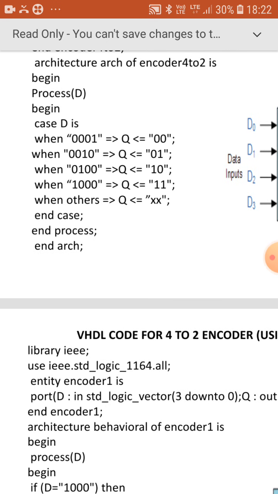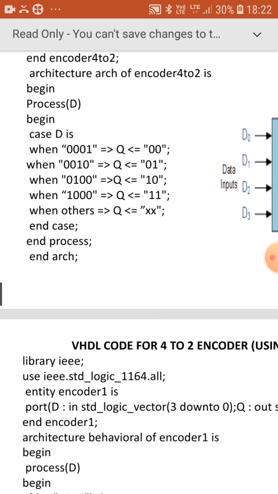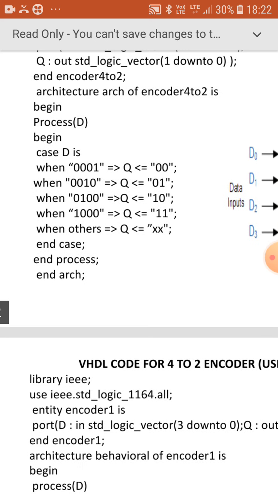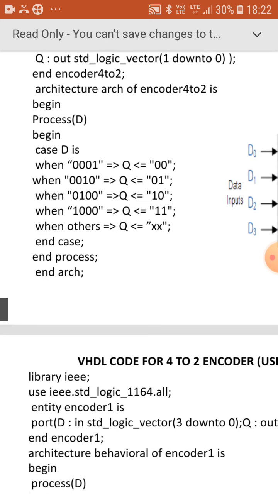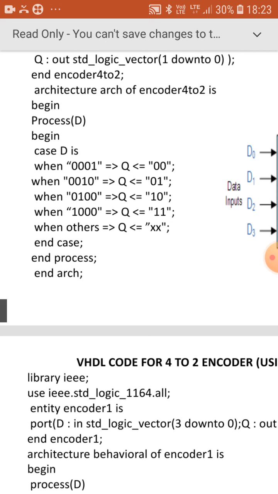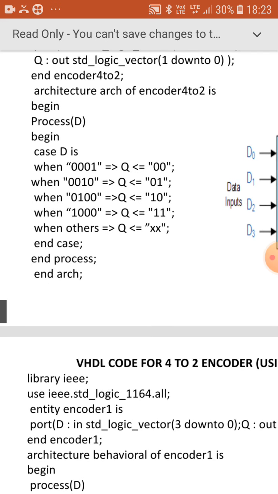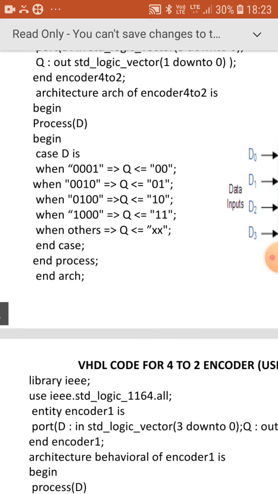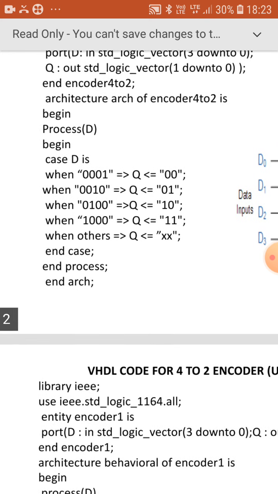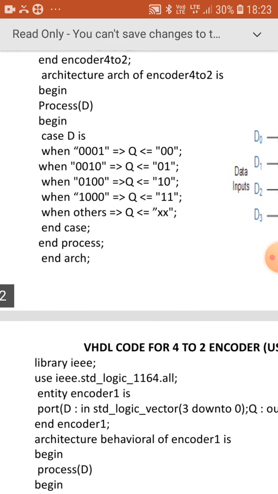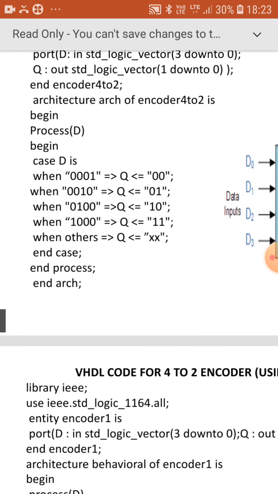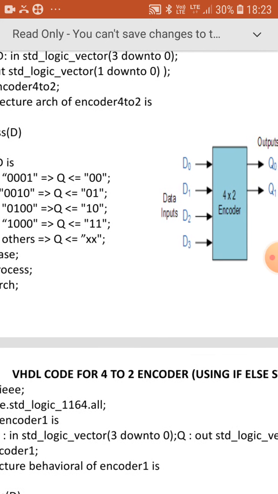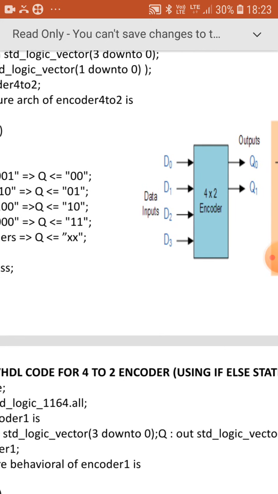Next, the architecture part. In the architecture part, the first line is architecture name of entity name is. In this program, arc is the architecture name and encoder 4 to 2 is the entity name. So: architecture arc of encoder 4 to 2 is. Next, you have to use begin. In this program, I am using a process and case statement to define the logic of the 4 to 2 encoder.